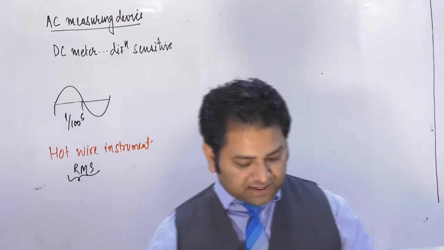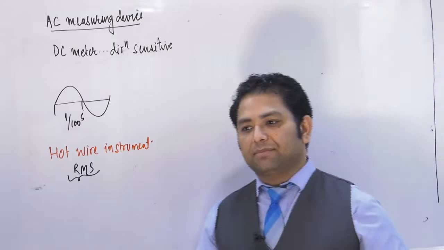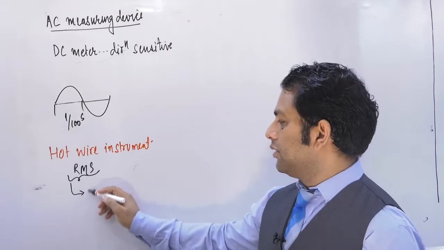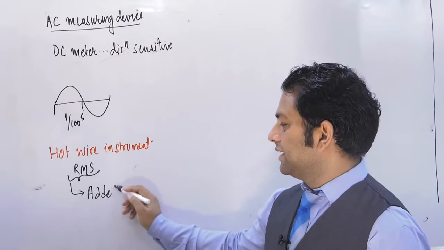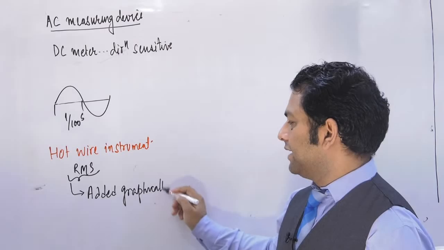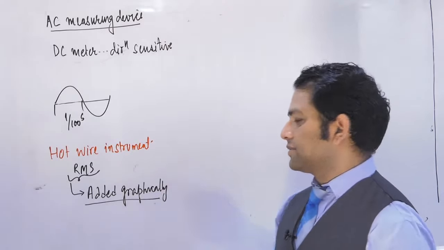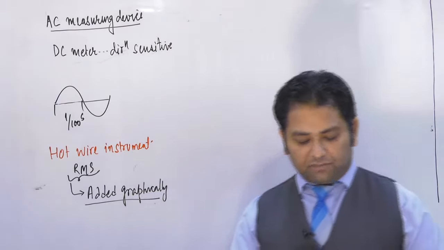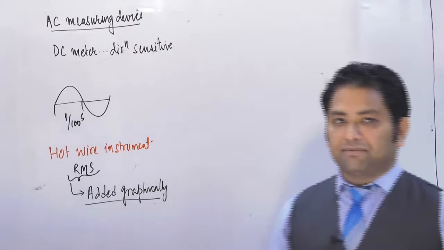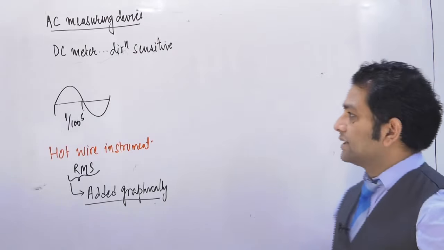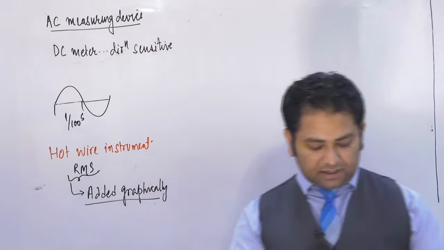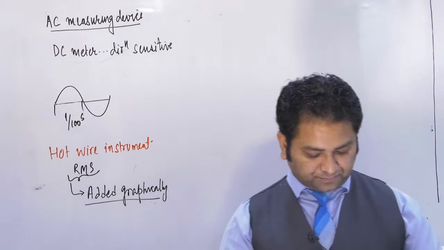Another interesting thing that we had done yesterday, but still for a recap: these RMS values are always added graphically. We know RMS values are not added algebraically. When it comes to the RMS value and the peak value, they are always added graphically. So these are the concepts which are required, and on the basis of this, let's see what question can be formed.